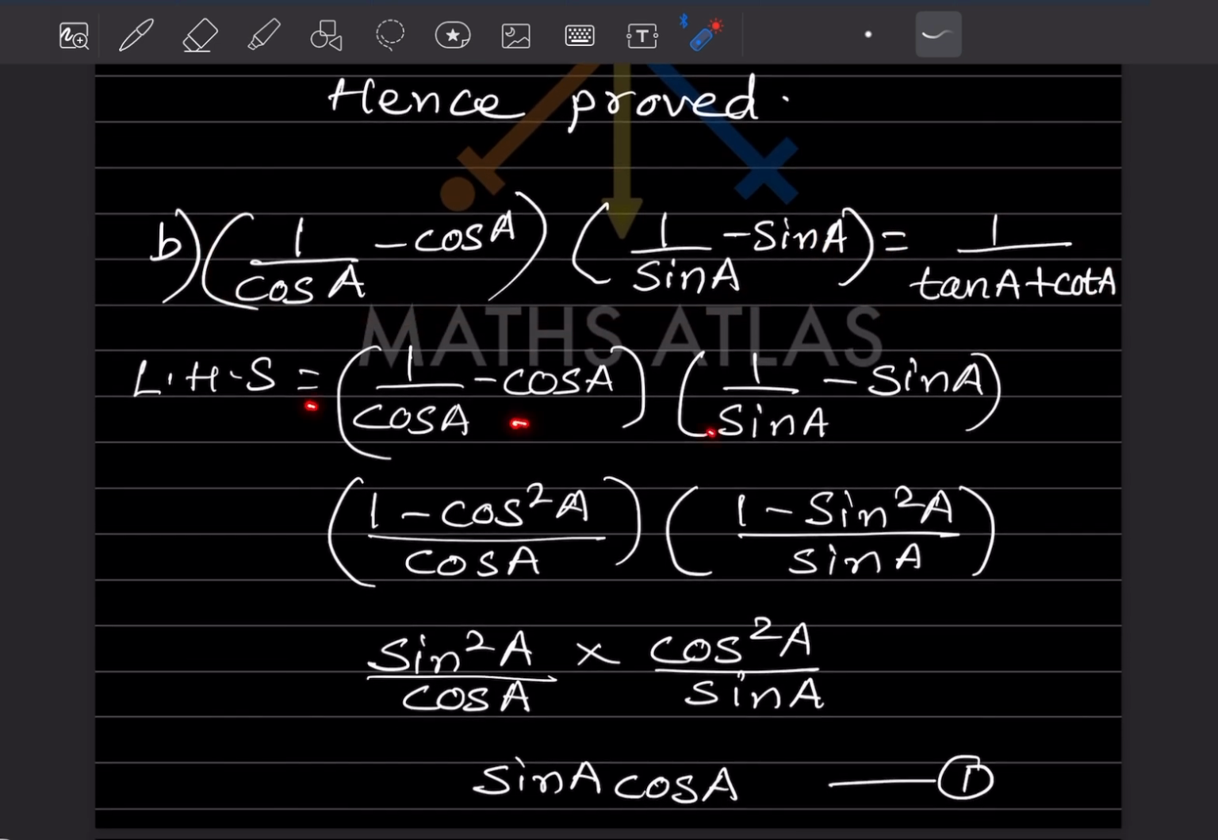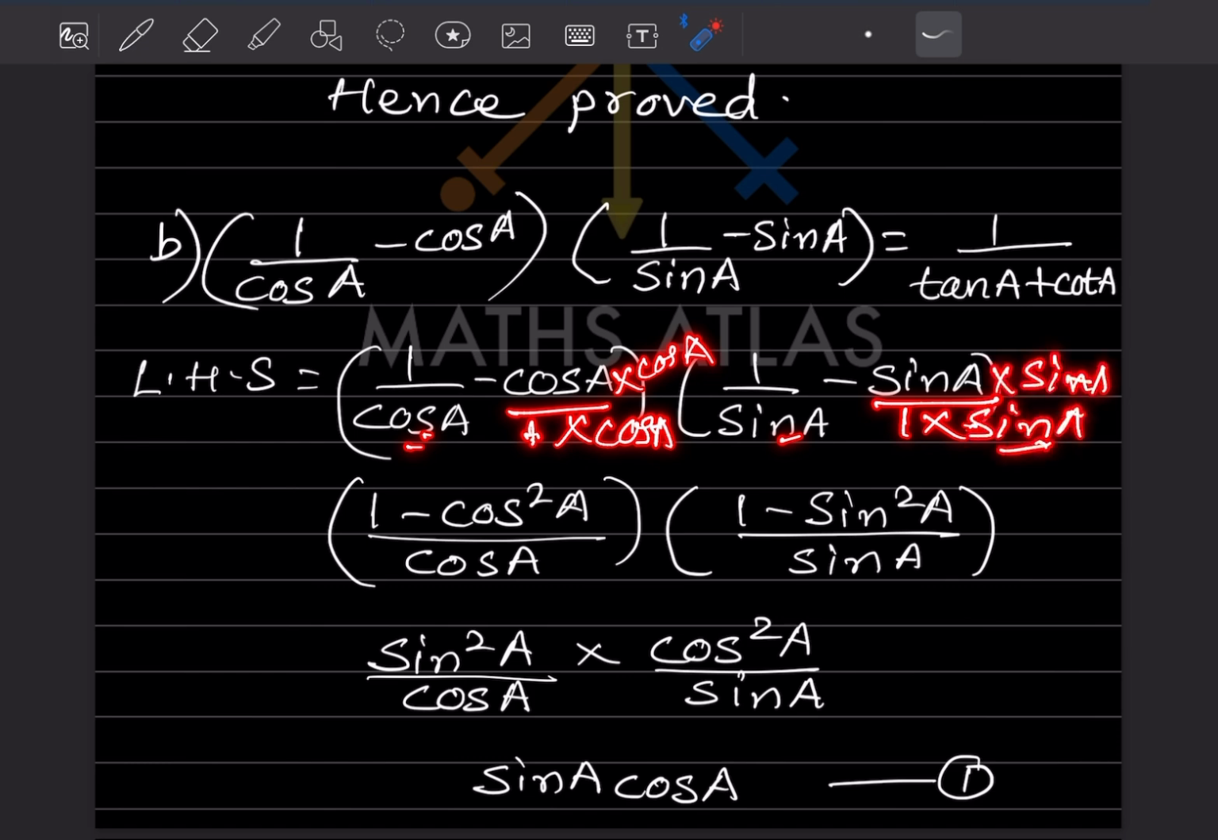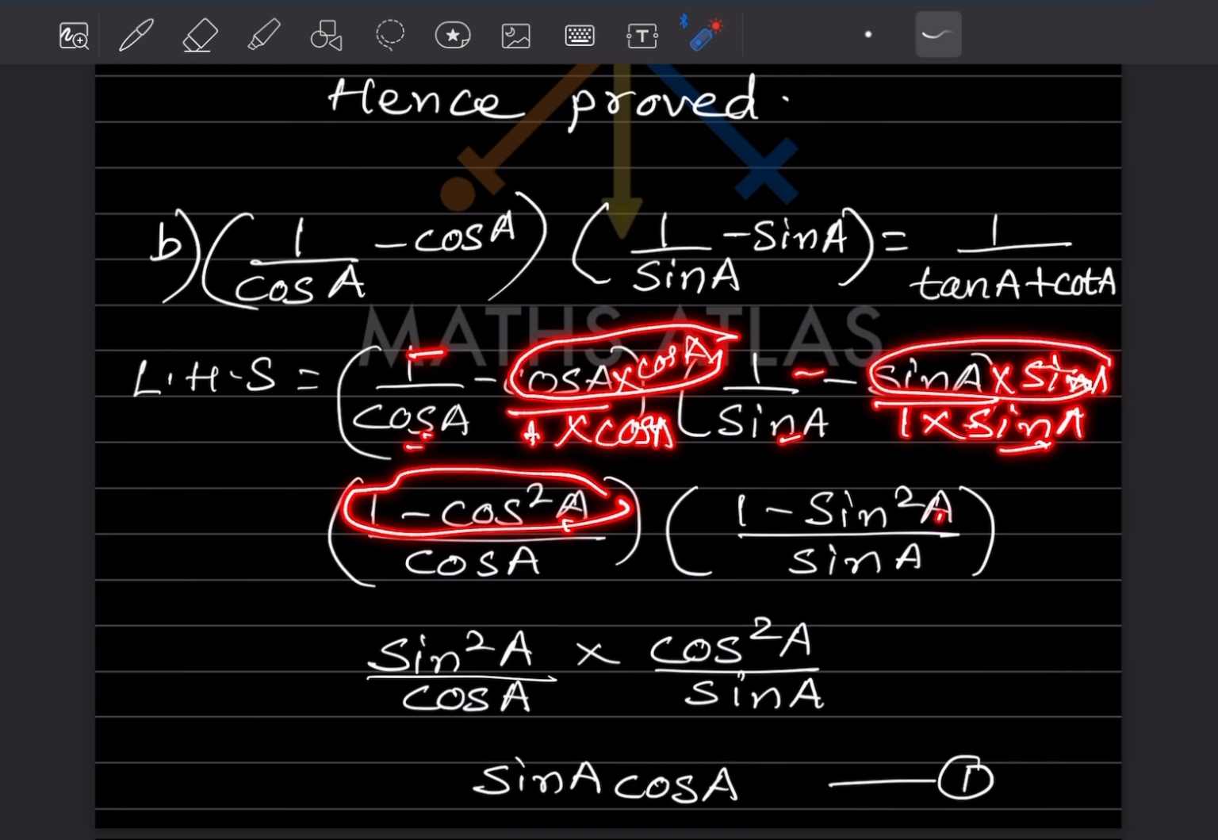LHS. Here we will take the LCM. This is 1, so the LCM is cos a. So this is extra, so here also it should be multiplied by cos a. Same for here, 1 into the LCM is sin a. This is extra, so this also should be multiplied by sin a. So what we get here: 1 minus this cos a 2 times, that will be cos square a. Here 1 minus this sin a 2 times means sin square a.